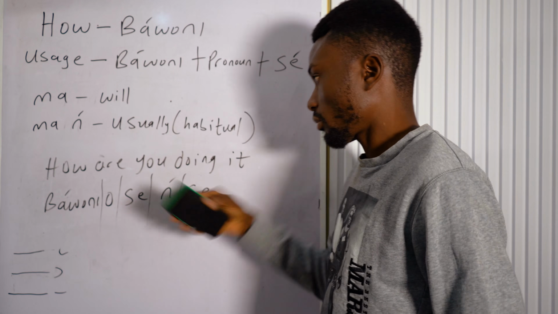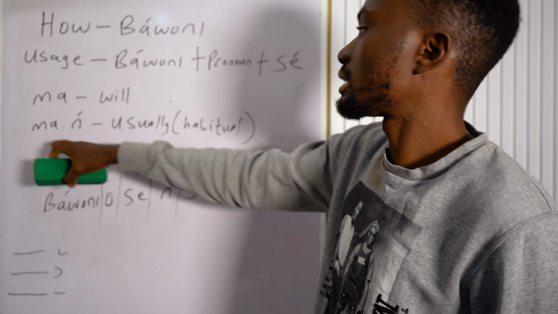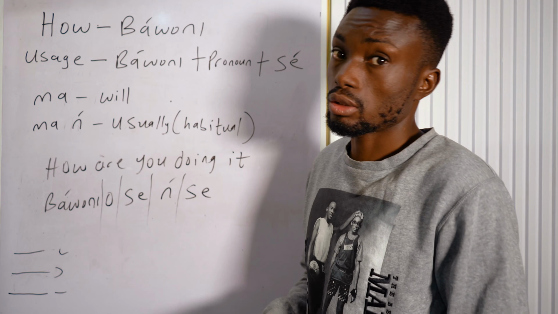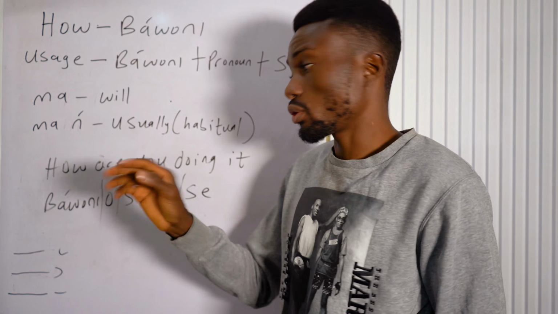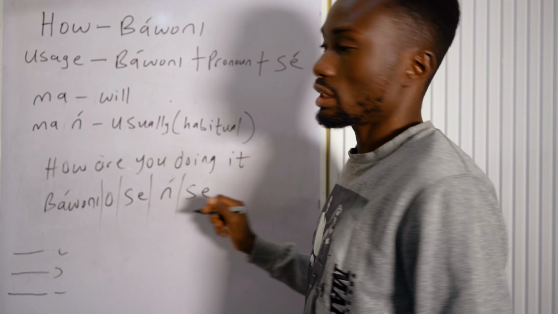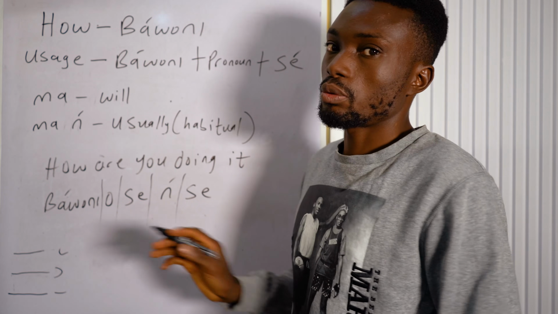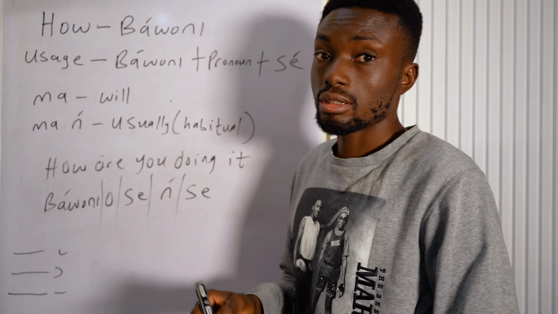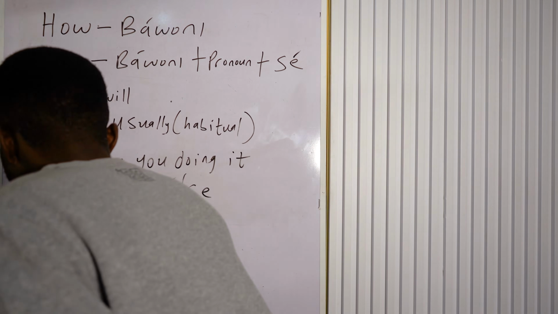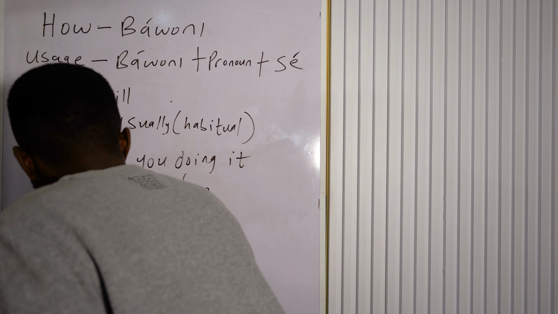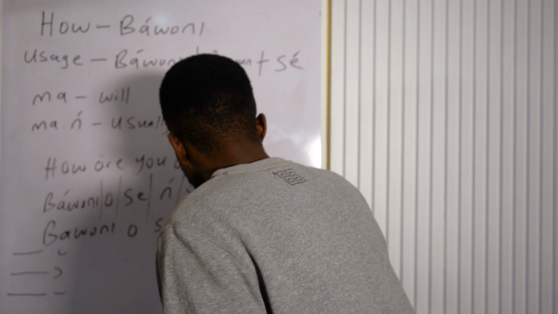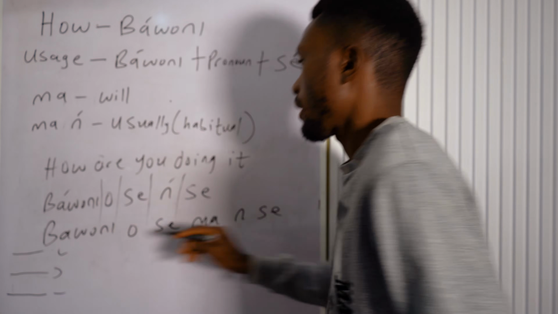So that's for that. But if it's something habitual, you may want to use máa ń, which is something that Yoruba use to signify habitual action. You say báwo ni o ṣe máa ń ṣe. If you use máa ń, that changes the sentence. Let me write it: báwo ni o ṣe máa ń ṣe.